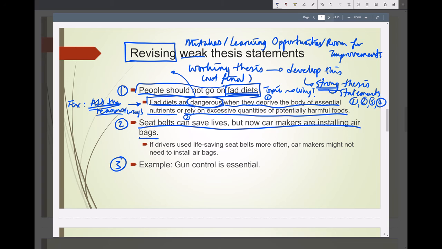And people should not go on fad diets because, well, they're dangerous. So that's actually a reason too. So always include the reason if you can. Reasons and ways. Let's look at the second one.